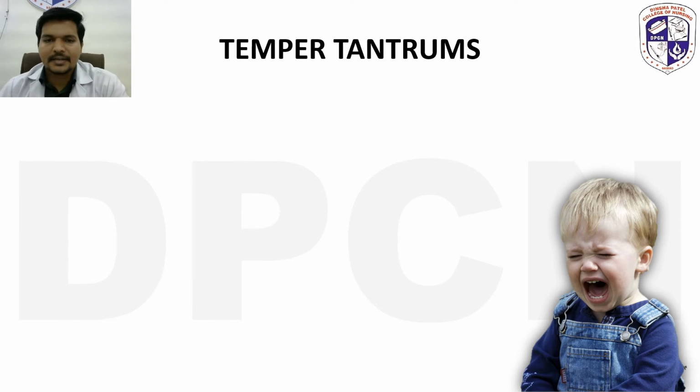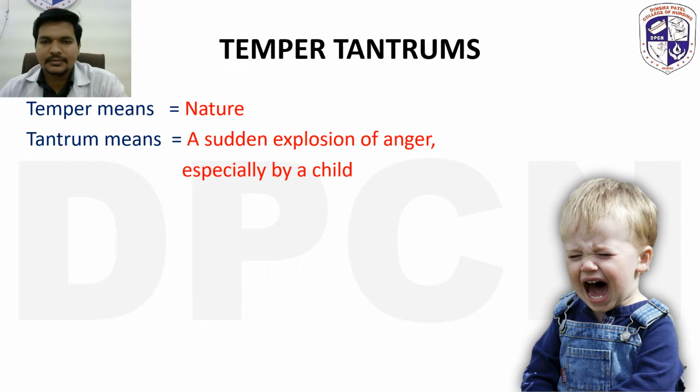The first one is the temper tantrum. So what is a temper tantrum? The image is showing the anger of the child. Simply, temper means nature, and tantrum means a sudden explosion of anger, especially by children. Whenever we observe children, we see this according to their nature and age. A tantrum is a sudden explosion of anger because children cannot achieve their desires and emotions, because of frustration and emotions.